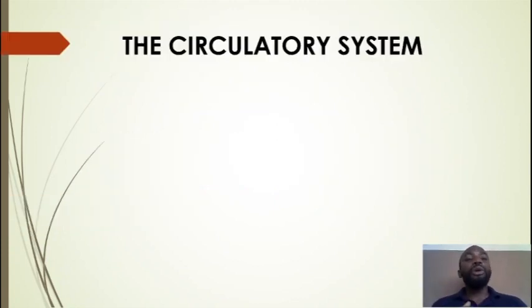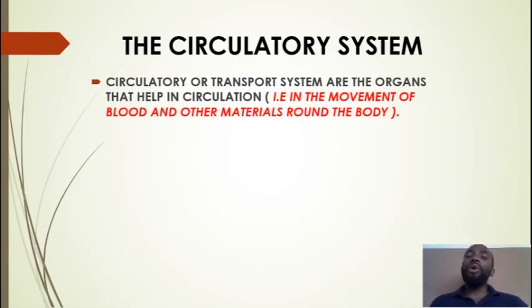And let's move forward to what we mean by circulatory system. Now, the circulatory system, or we also call it the transport system, is made up of the organs that help in what? Circulation. Remember that circulation means the movement of blood and other materials around the body. Those organs that help in the movement of blood and other materials around the body, that is what you call the circulatory system.